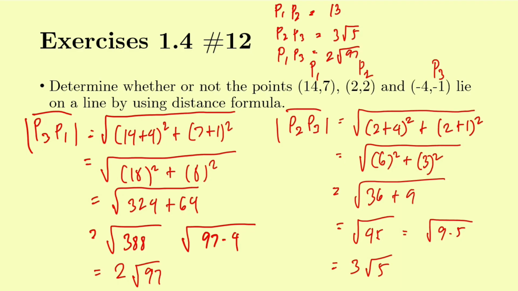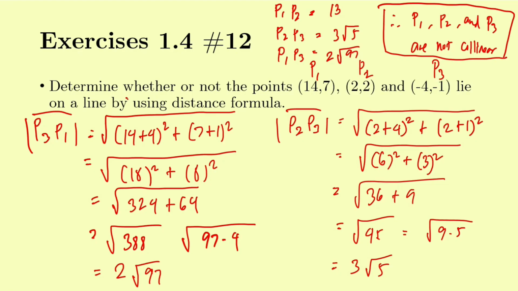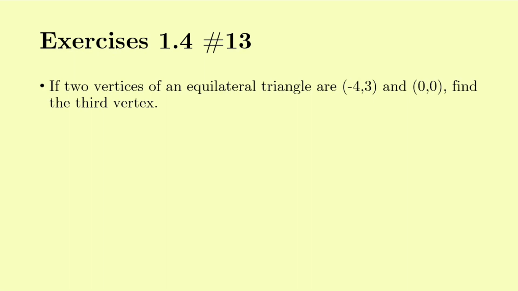Can we find something like 3 square root of 5 plus 2 root of 97 equal to 13? Actually, if we try different alternatives or possibilities, we cannot really find a sum. These segments are not adding up. So we can conclude that P1, P2, and P3 are not collinear. The question here is to determine whether or not, so there is a possibility that they are not, and that's the case. The set of points is not collinear. On to our next example.